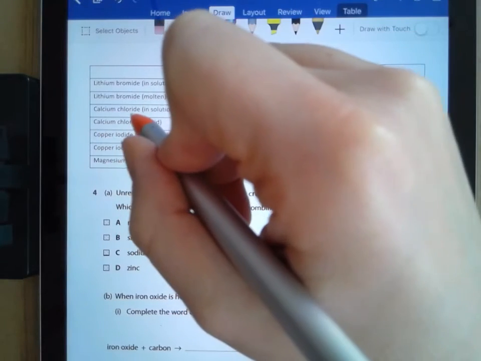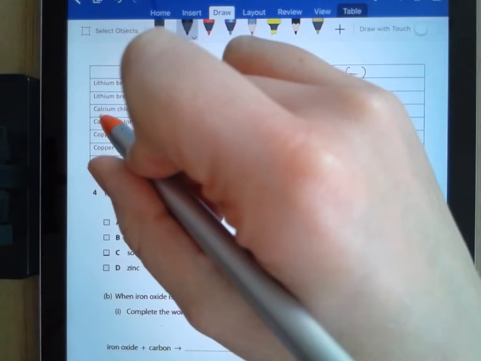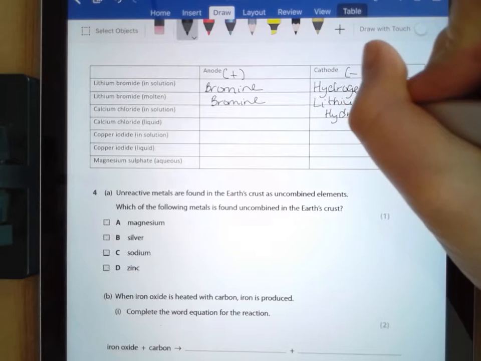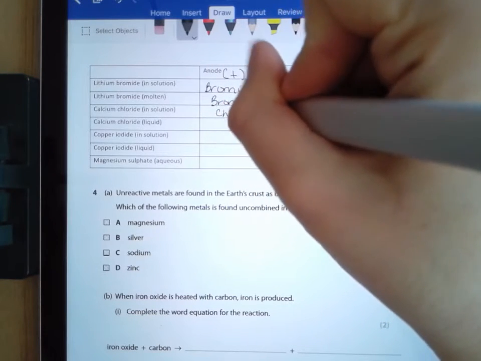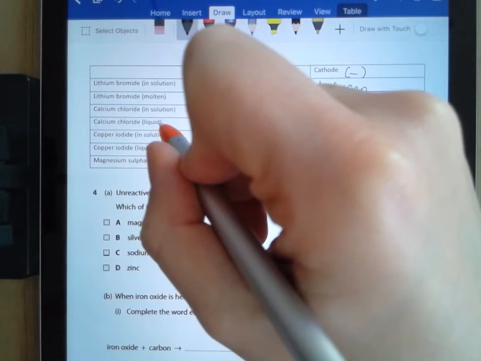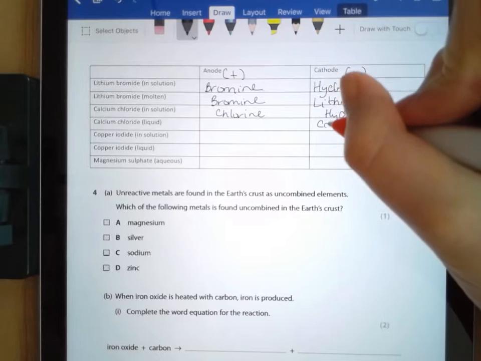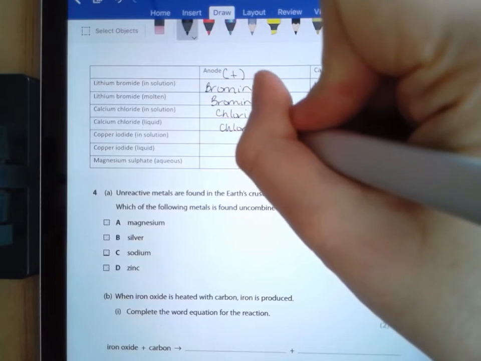The next one, calcium chloride in solution. Again, in solution is the same as aqueous. If the metal is not copper, then hydrogen will form at the cathode. And I'm going to have chlorine at the anode. Calcium chloride liquid this time, so there's no water present. That means calcium is going to form at the cathode and chlorine is going to form at the anode.